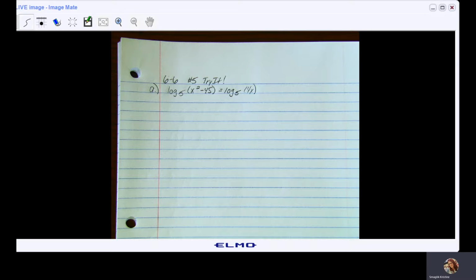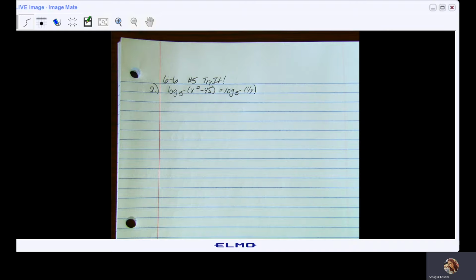We are going to review topic 6.6, number 5, try it A and B. I highly recommend you pause the video, jot these down, give them a try, and then come back and check your work. So here we go. We have log base 5 of the quantity x squared minus 45 equals log base 5 of 4x.